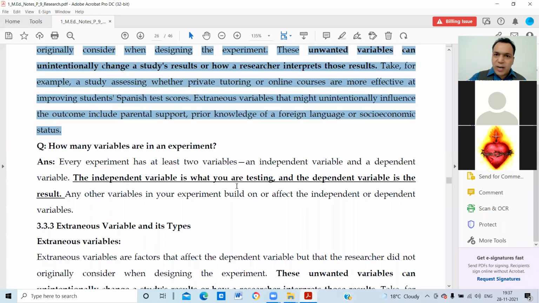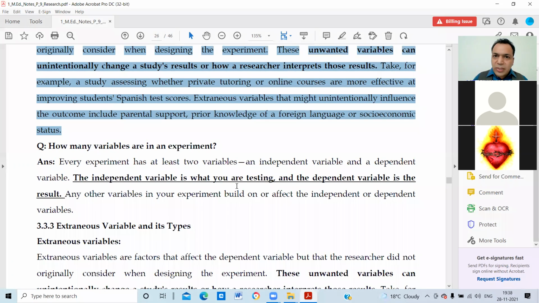Dependent or independent, you have understood that. Okay, I can give you one more example. For example, smoking, alcohol: how smoking and alcohol can change the health of the person. So smoking and alcohol are the independent variables. Health of the person is a dependent variable, right?